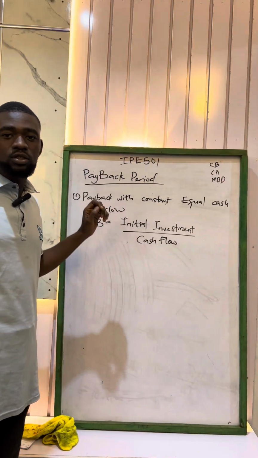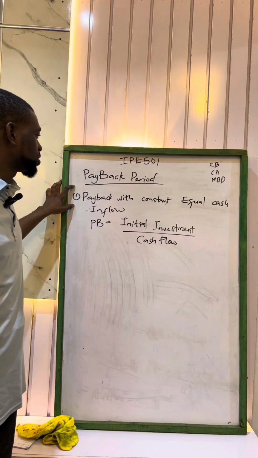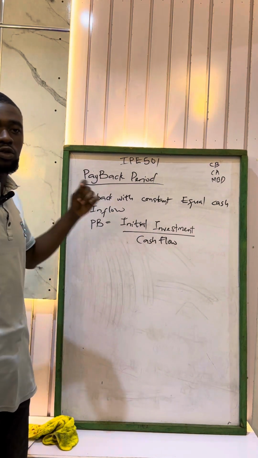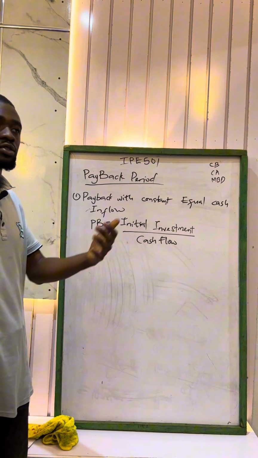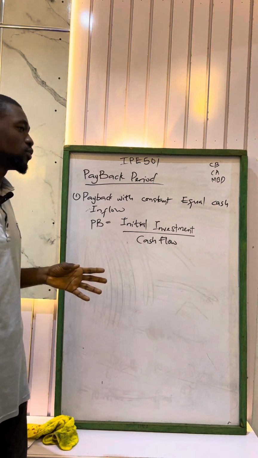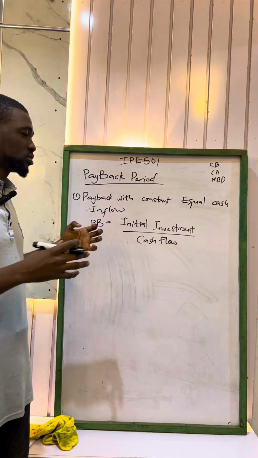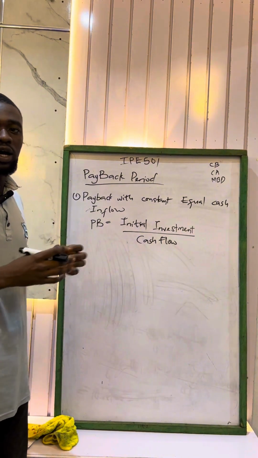For the first part, in the payback period, payback with constant and equal cash inflow. That is what I mean by cash inflow. It's money coming into the organization, that is, money you're receiving, while your cash outflow is the money you invest, that is your capital. While cash flow is the collection of both the inflow and the outflow.